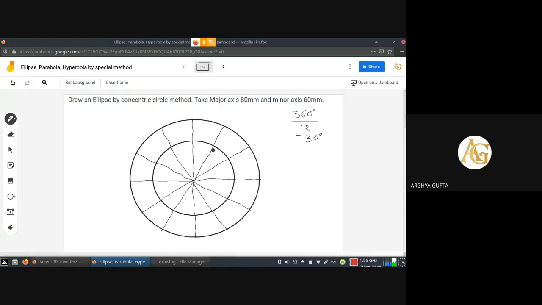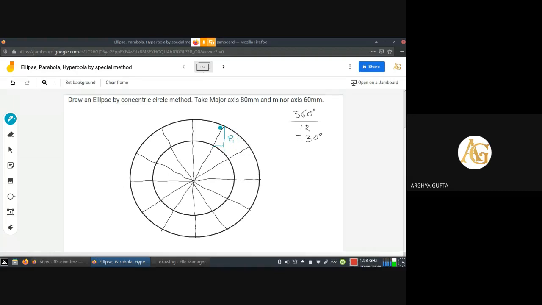Now let me use another pen color. From the bigger circle, I have to draw the vertical line. I don't know the length as of yet. And from the smaller circle, at the intersecting point between the inclined line and the smaller circle, I have to draw a horizontal line. Let us say both lines meet at point P1. So this is a point of the curve, one point of the ellipse.